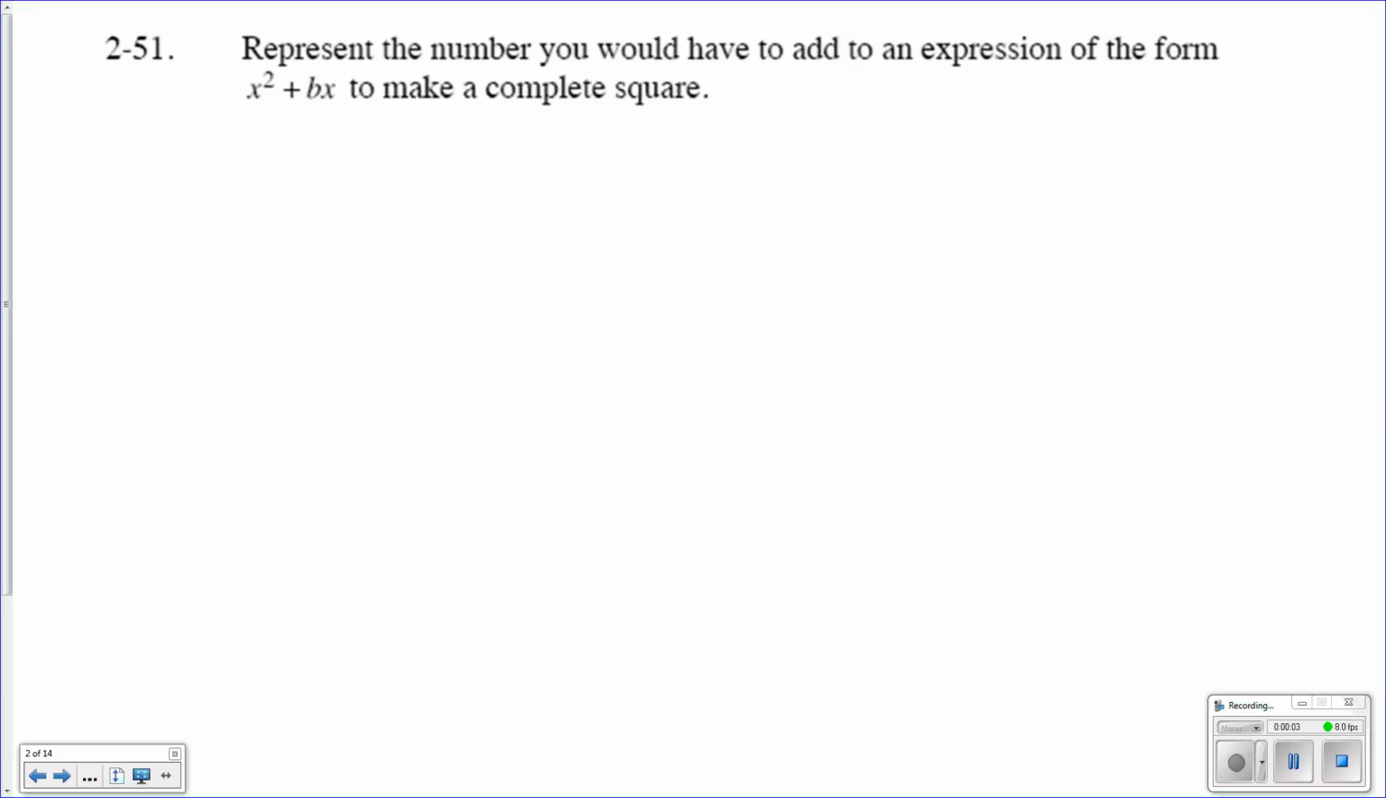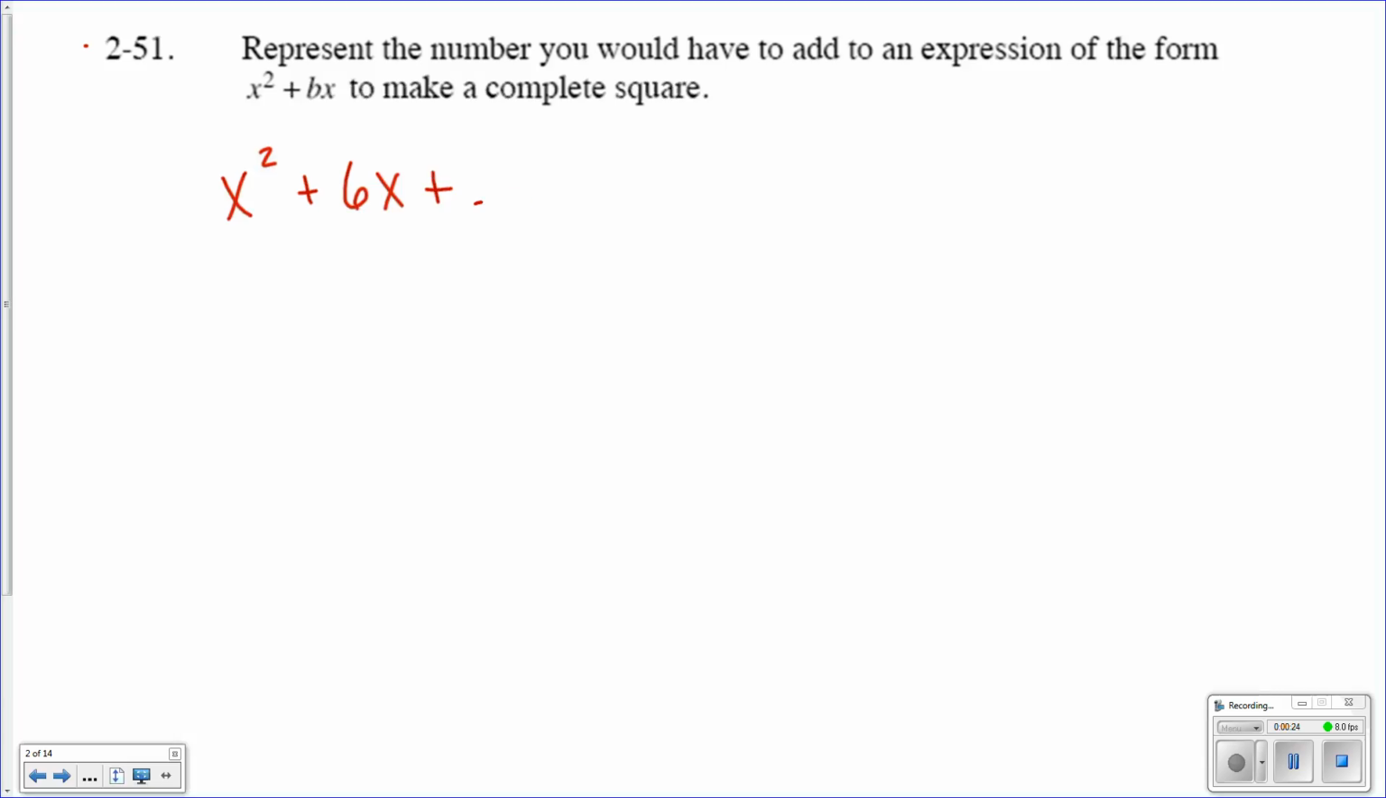Problem 2-51. Represent the number you would have to add to an expression of the form x squared plus bx to make a complete square. All right, so we've looked at doing this several times here in class. Let's just use a real example here first.